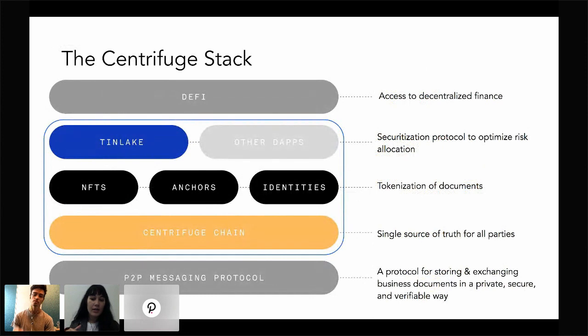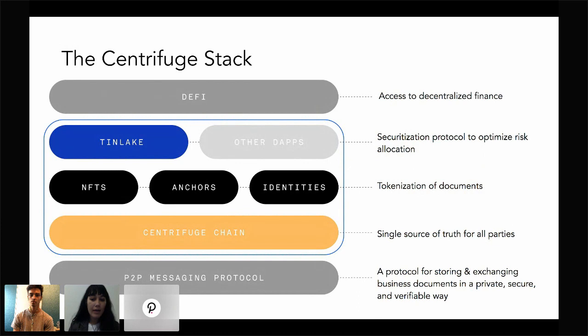So the foundation layer is our peer-to-peer messaging protocol, and it's for storing and exchanging documents. Centrifuge chain built on Substrate provides the single source of truth for all of the parties involved using on-chain identities, document anchors, and our focus today, NFTs. Centrifuge chain is bridged to Ethereum and our securitization dApp called Tinlink, which allows investors and borrowers to finance their own asset pools using these NFTs as collateral for loans. And Tinlink smart contracts are open source and integrate easily into the DeFi ecosystem.